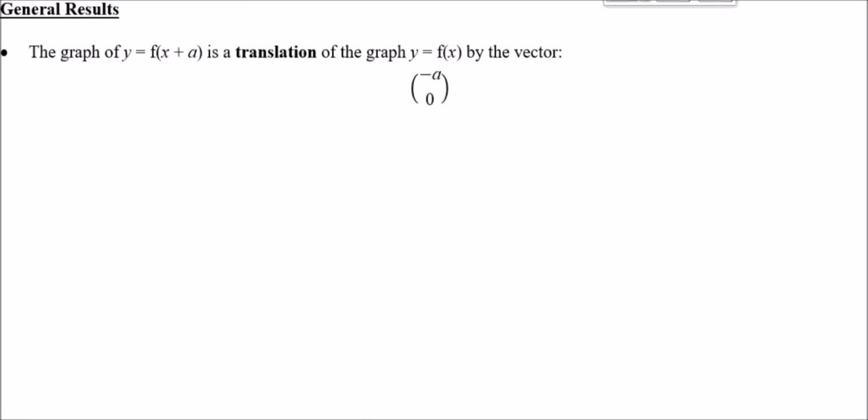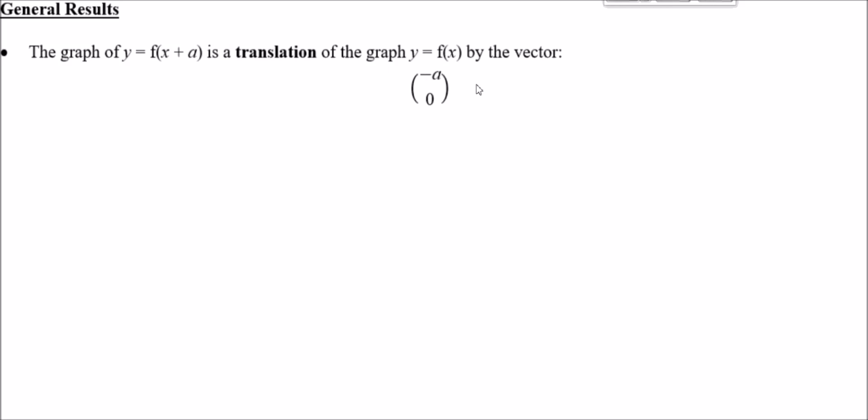So next up, let's just generalize this to the graph of y equals f of x plus a, where a is any constant. Okay, so if we have f of x plus a, it's a translation of the graph of y equals f of x by the vector minus a, 0. In other words, if a was plus 2, this would be minus 2. So if it was f of x plus 2, that would move f of x 2 to the left. If a were negative, we'd move in a positive direction to the right.